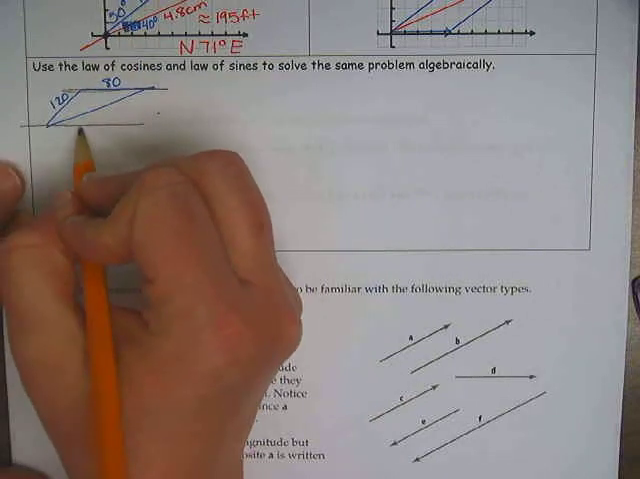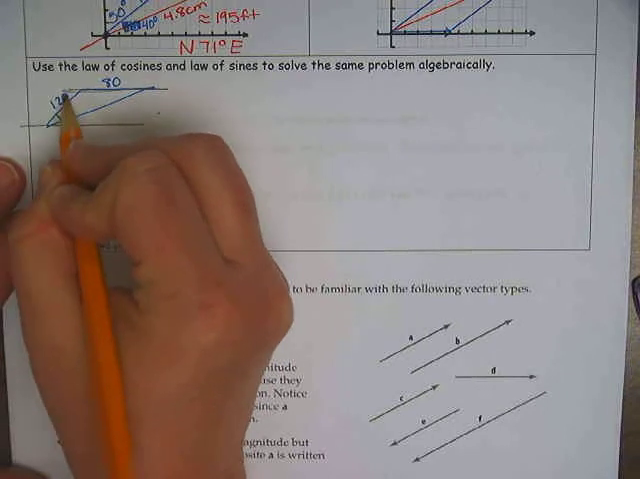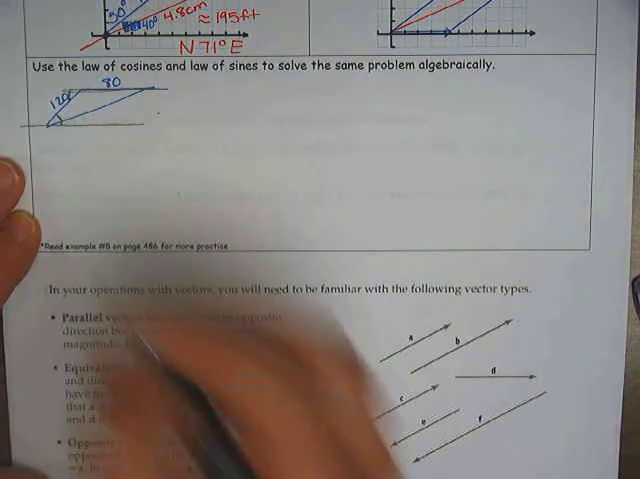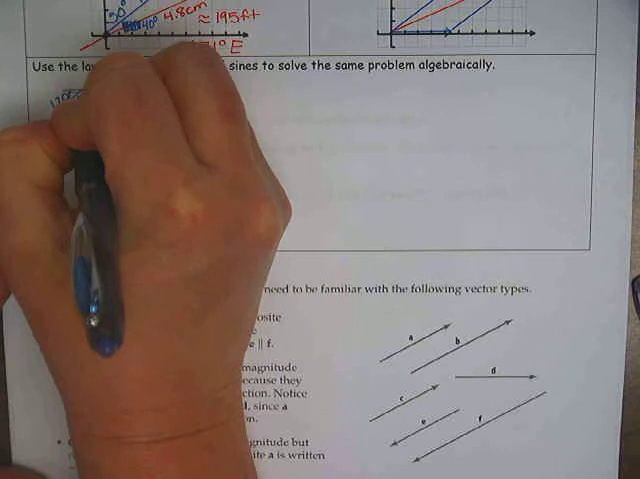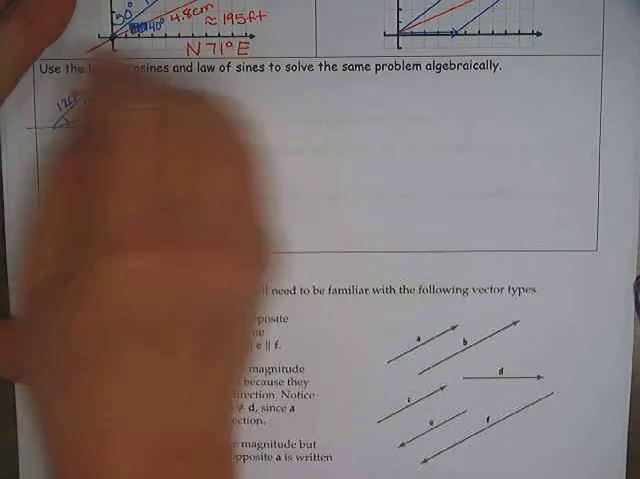So that is this angle right here, and so that makes this angle 40 degrees, which would make inside the triangle 140 degrees. So I'm going to erase the pencil markings.